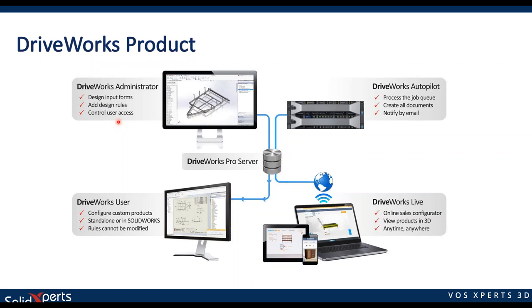Now the magic is happening really when you start using DriveWorks Autopilot. With DriveWorks Autopilot, it's basically like a printer. It's able to process the job queue. So you can send as many orders as you want to that server, and it's going to process them one after the other. So you can run a project multiple times, and it's going to get into the Autopilot server, which is going to manage which project can run before the other one. It's also able to create documents. It's also able to send emails, so you can be notified when a project is done. You can also alert other teams that a project has been made and that needs some approval or any other type of notification.